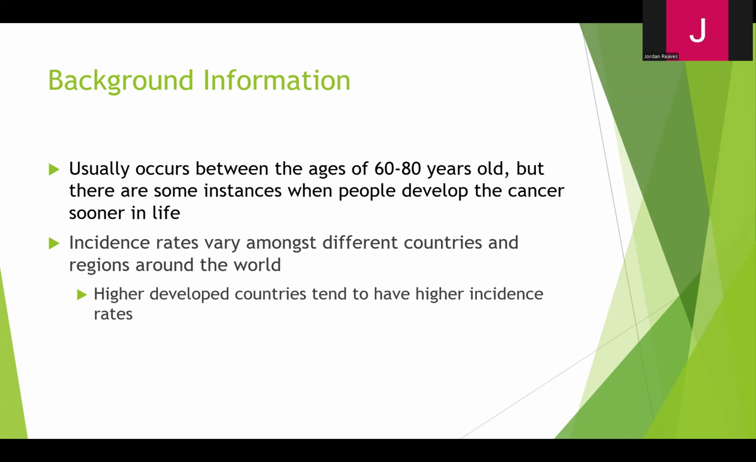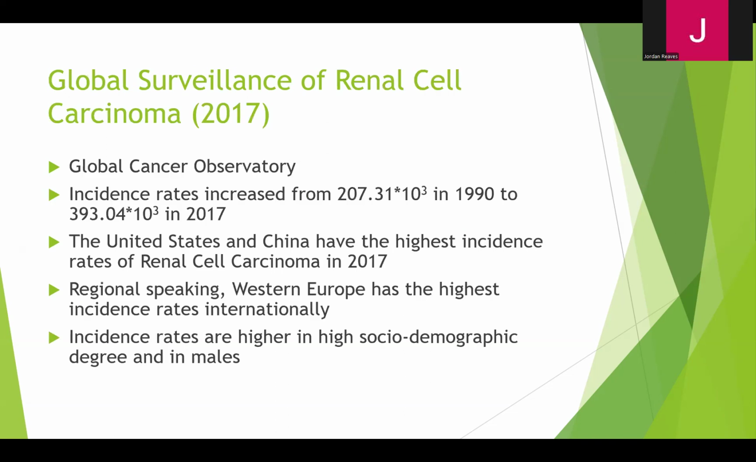Incidence rates vary amongst different countries and regions around the world. And I found that higher developed countries tend to have higher incidence rates, which is typically not as common for certain diseases. So global surveillance of renal cell carcinoma, the Global Cancer Observatory provided a lot of information for the specific disease. Incidence rates increased from 207.31 times 10 to the third in 1990 to 393.04 times 10 to the third in 2007. The United States and China have the highest incidence rates of the disease.